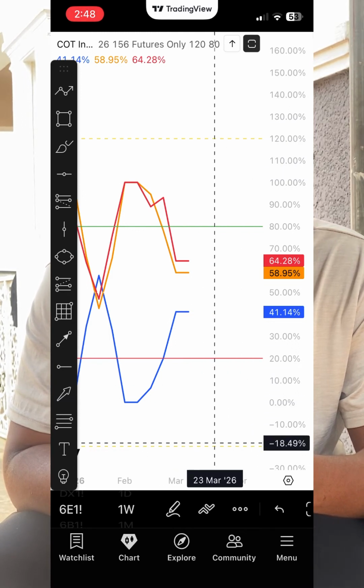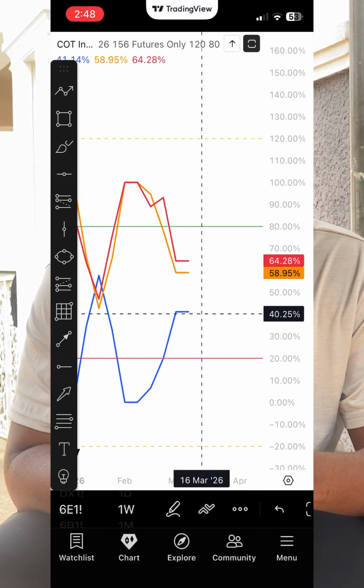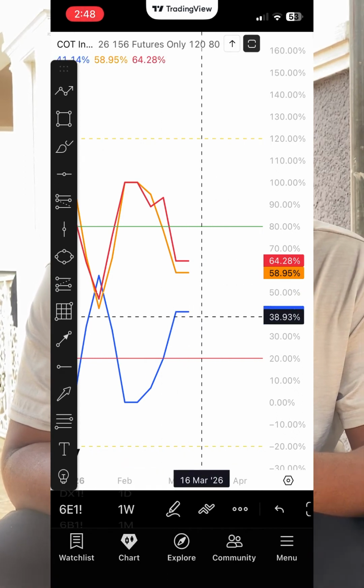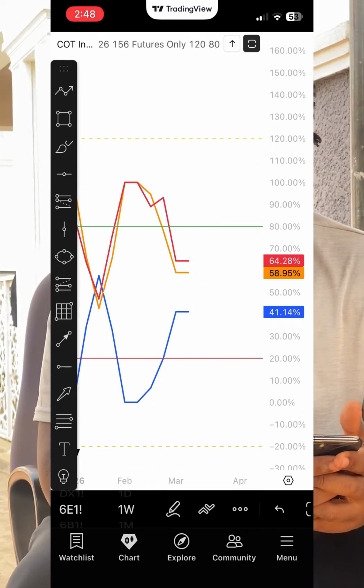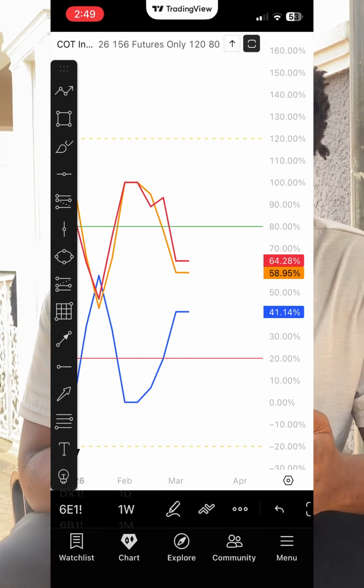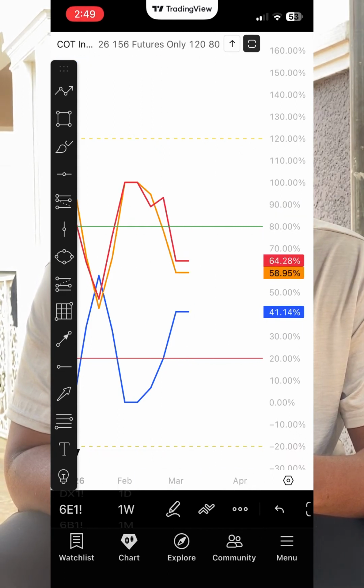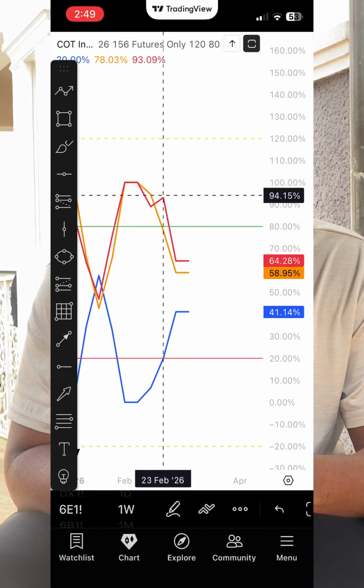So now, looking at the institutions, I can see that they are in the middle. So they are neither extremely bullish or extremely bearish. Looking at the retailers also, they are neither extremely bullish nor extremely bearish. They are beginning to leave these extreme points that they were before.